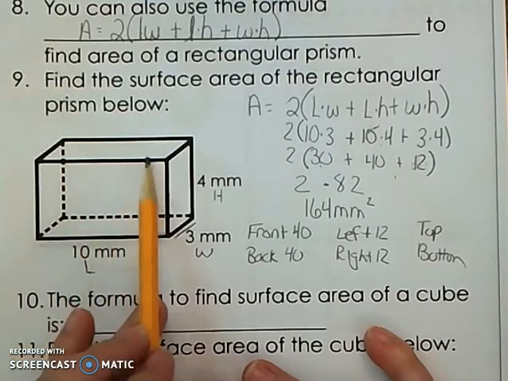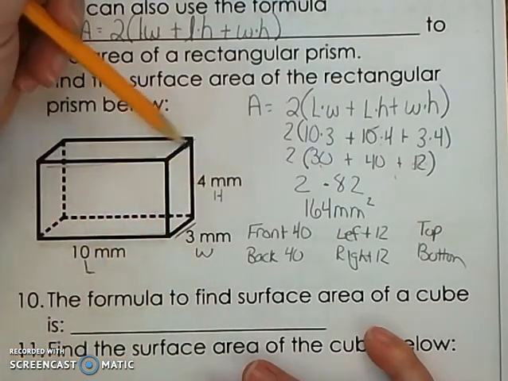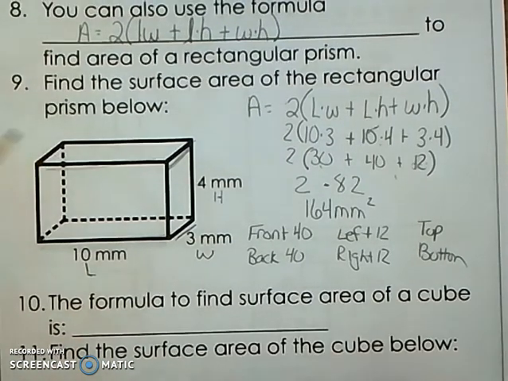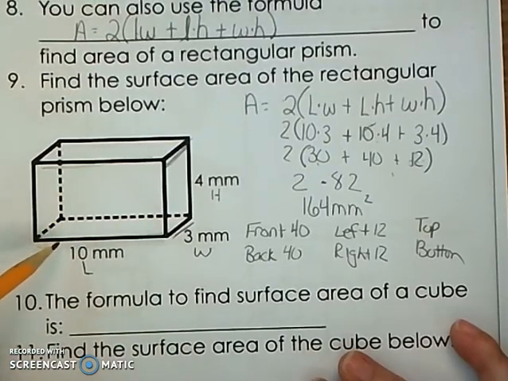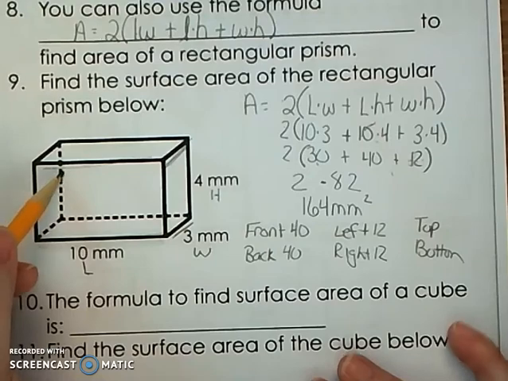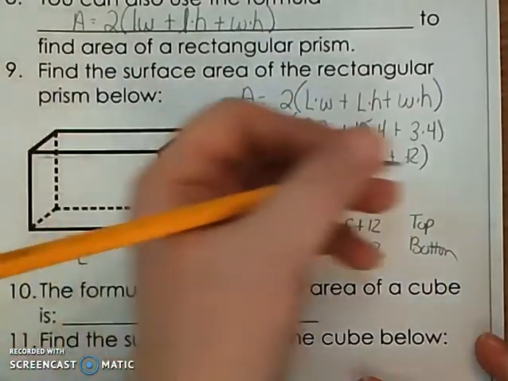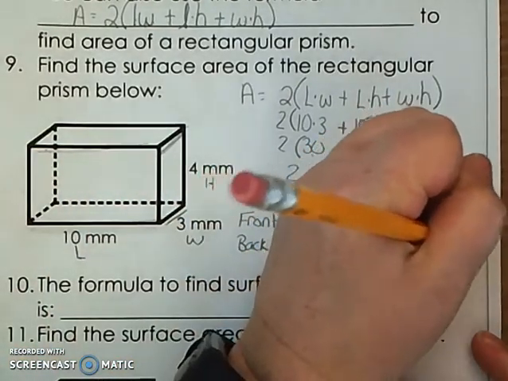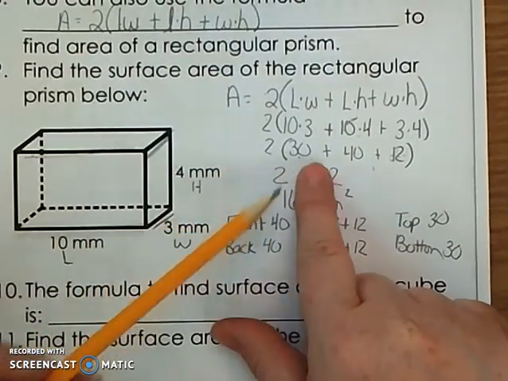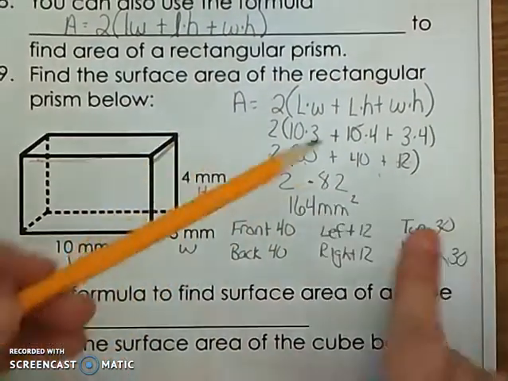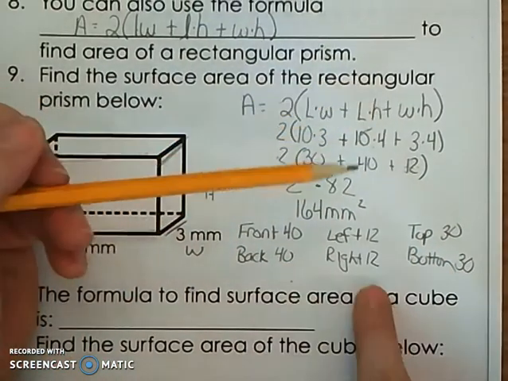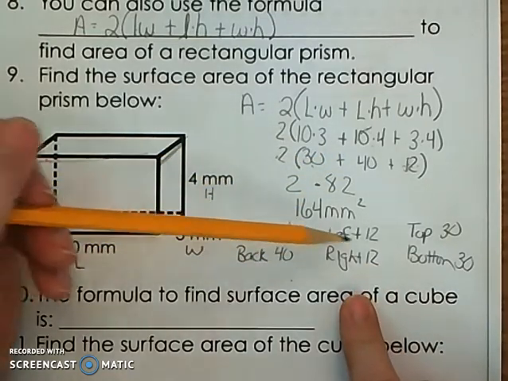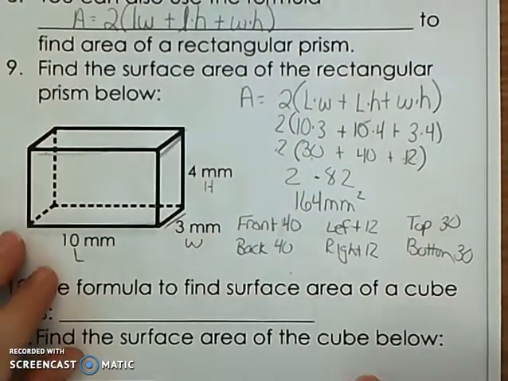Let's do the top. So the base is right here. This is 10. This is the height, which is 3, right? So that would be 10 times 3, which is 30. And if the top is 30, then the bottom is 30. And if you notice, we have the same numbers here. We have 30 2 times, we have 40 2 times, and we have 12 2 times. So it's exactly the same thing, just a different way. If you add all these up, you still get 164 millimeters squared.